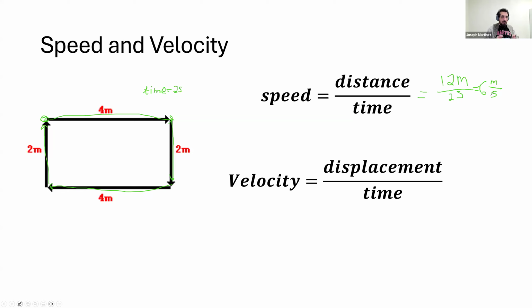And again, we have a measurement here. It's a measurement that includes a number, 6, and a unit, meter per second, right? Meter per second is a unit for speed. It tells you how quickly you are going.